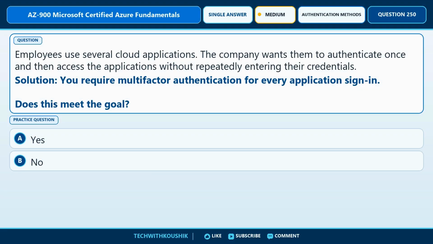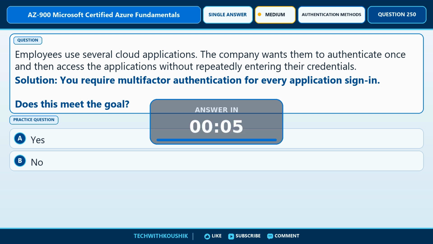Let's take a look at question number 250. Take a moment to review this scenario. Employees use several cloud applications. The company wants them to authenticate once and then access the applications without repeatedly entering their credentials. Solution: you require multi-factor authentication for every application sign-in. Does this meet the goal? Take a look at each choice. Choice A, yes. Choice B, no.